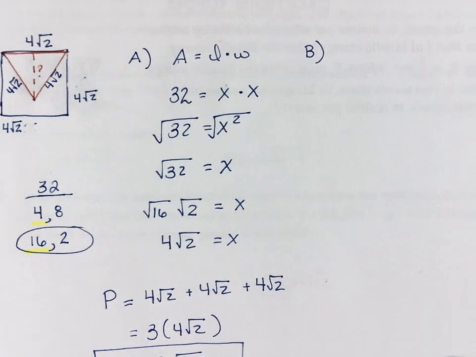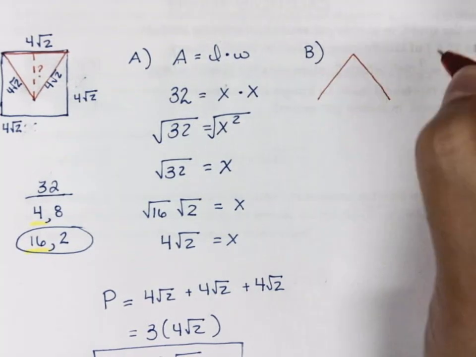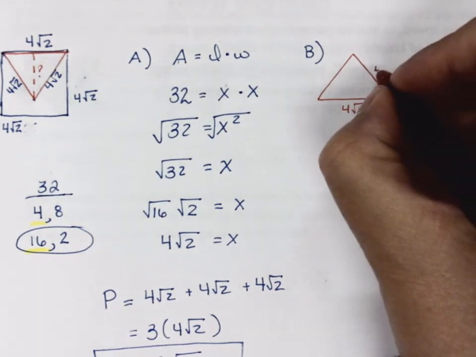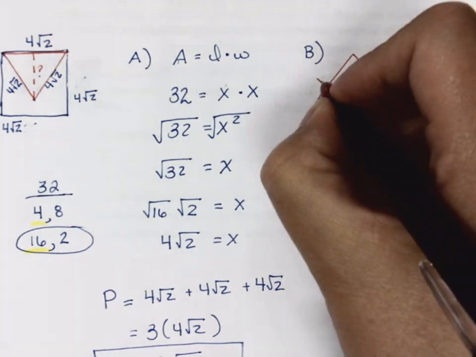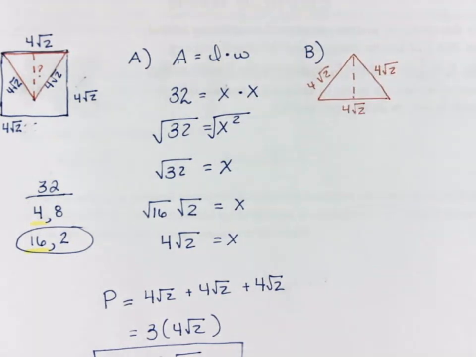Okay, so I'm going to look at this equilateral triangle. We know that everything is 4 root 2. And we're trying to find the vertical height. Okay, how do you find the vertical height? That's what we're trying to do. Something divided by 2? No, that's the area.